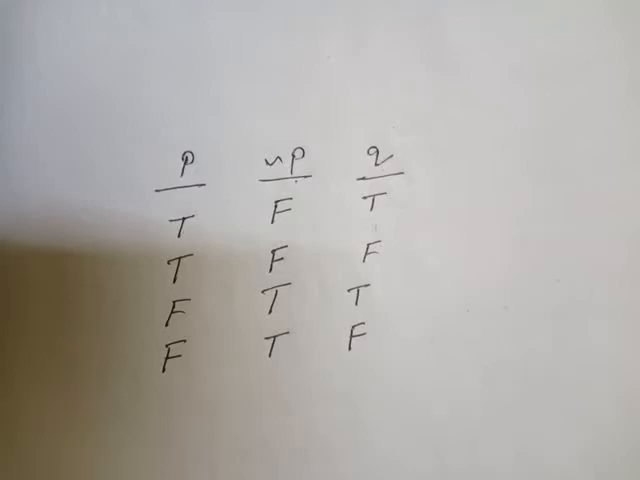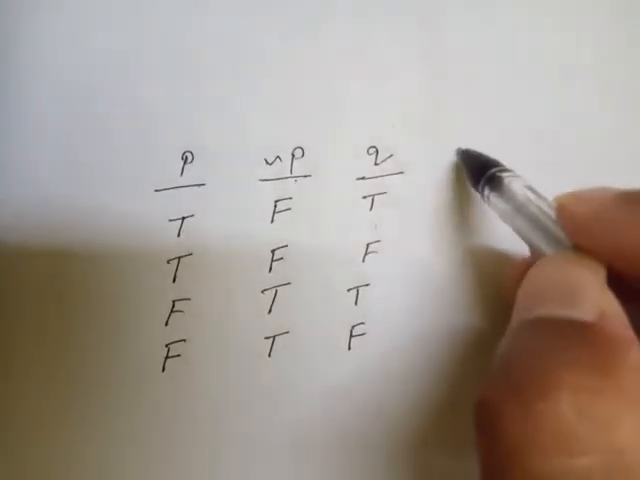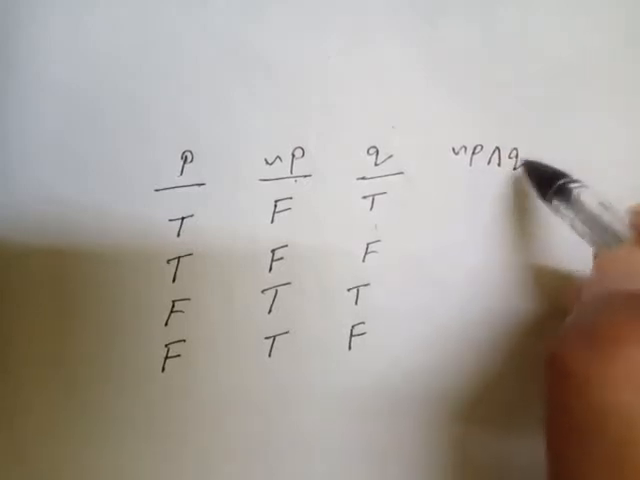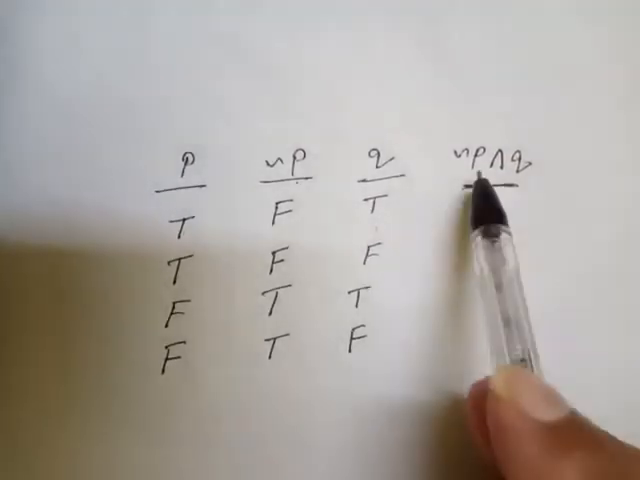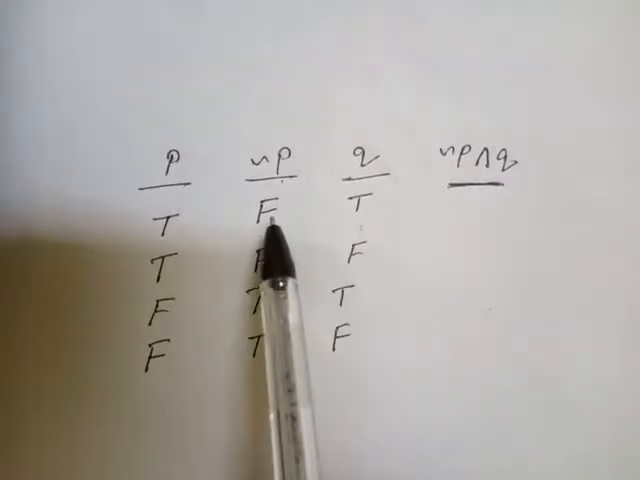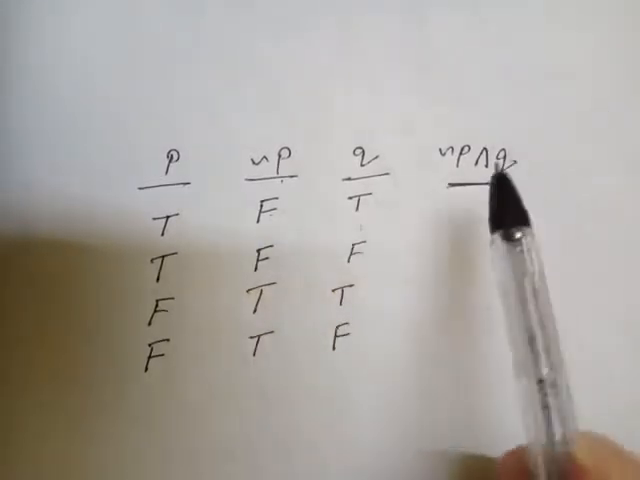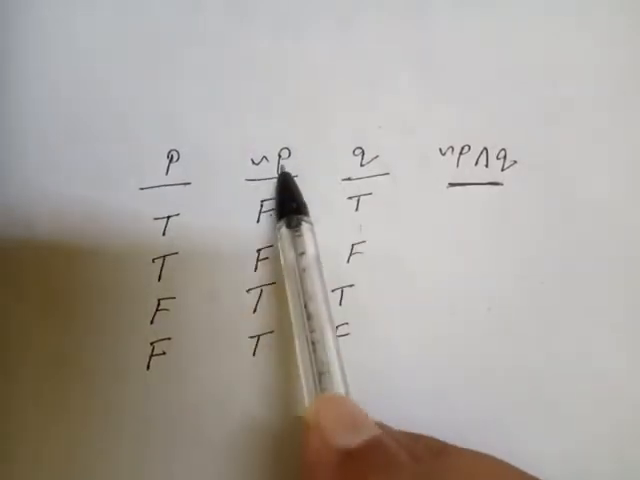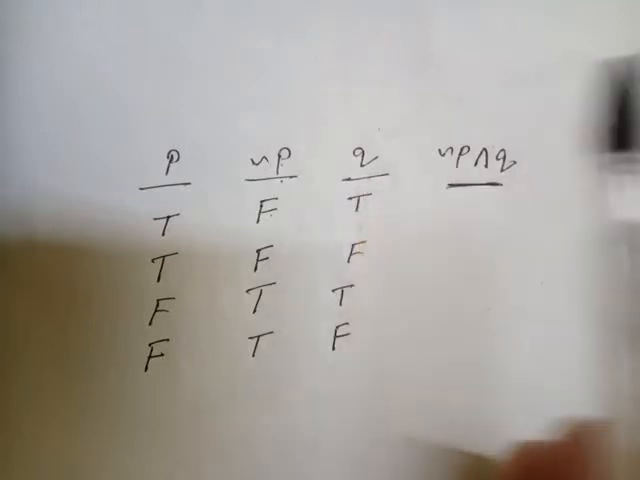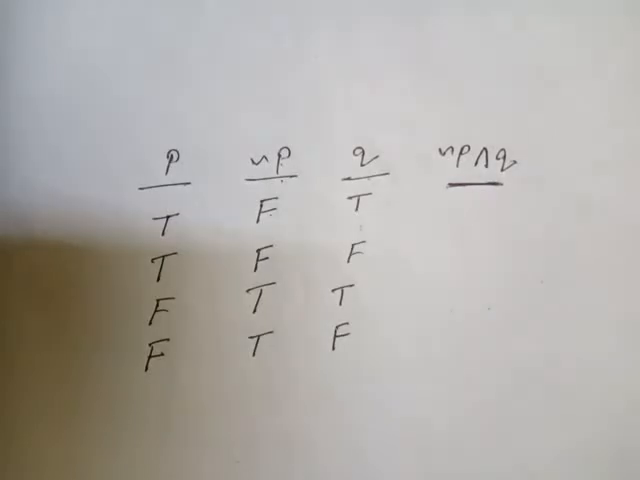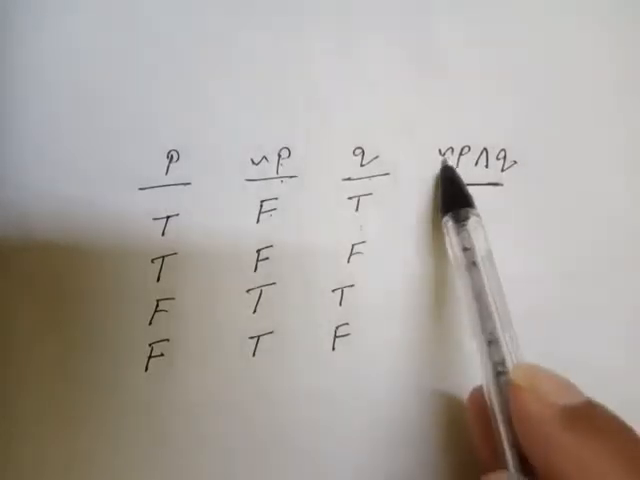Now we need to find out the value of negation p conjunction q. Now look students, here in the conjunction, false and true. Now students, don't get confused. This is the statement of p, and we have found the negation p, and the q statement is also given here. Now we need to find out the conjunction of negation p and q.